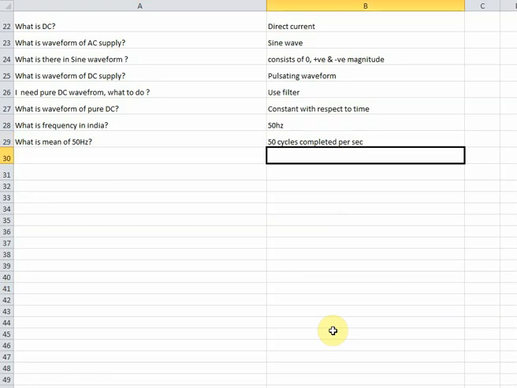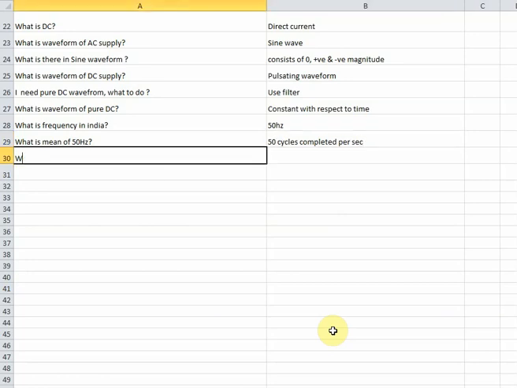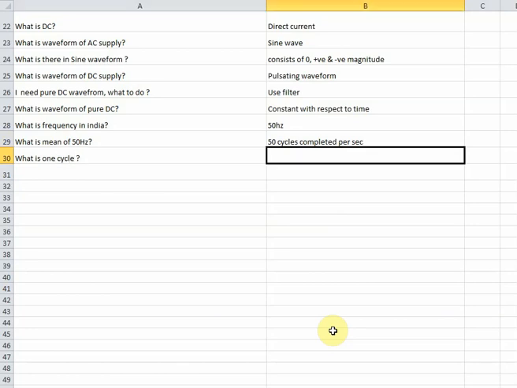Okay, what is one cycle? One cycle consists of a positive and a negative magnitude. Yes, this is one cycle. It consists of a positive magnitude and a negative magnitude. Okay.